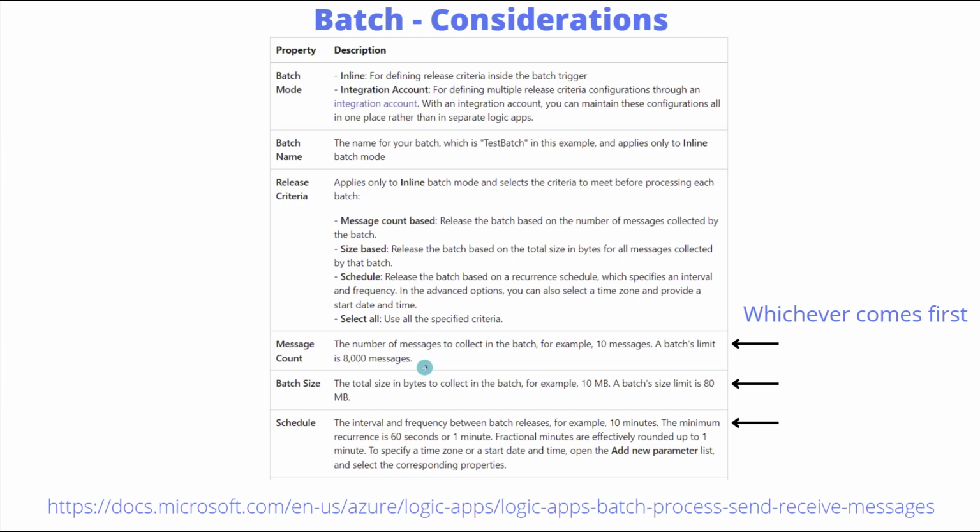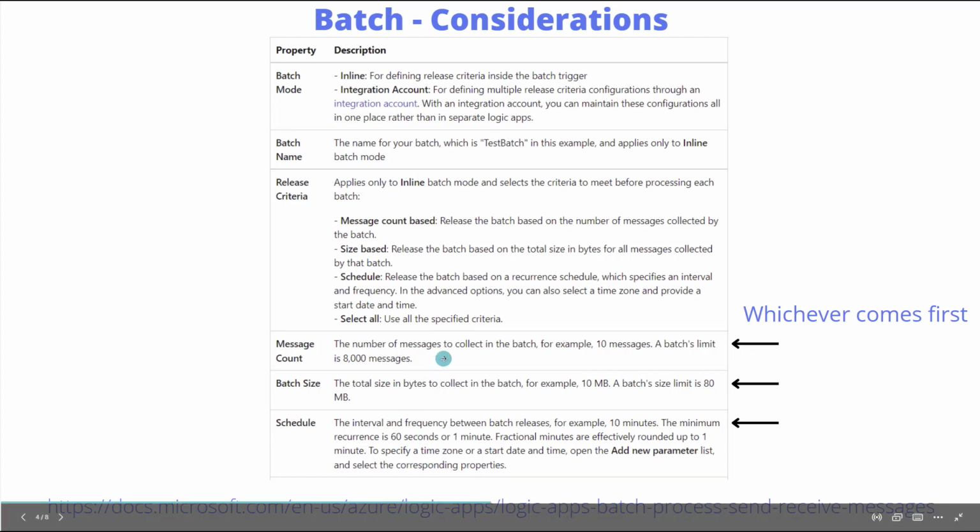And so here, I just wanted to call out some of the upper limits for the different criteria. So the number of messages to collect, for example 10: the batch limit is 8,000. Then the batch size is 80 megs. And then for the schedule, the minimum is 60 seconds, or 1 minute. Fractional minutes are effectively rounded up to 1 minute itself.